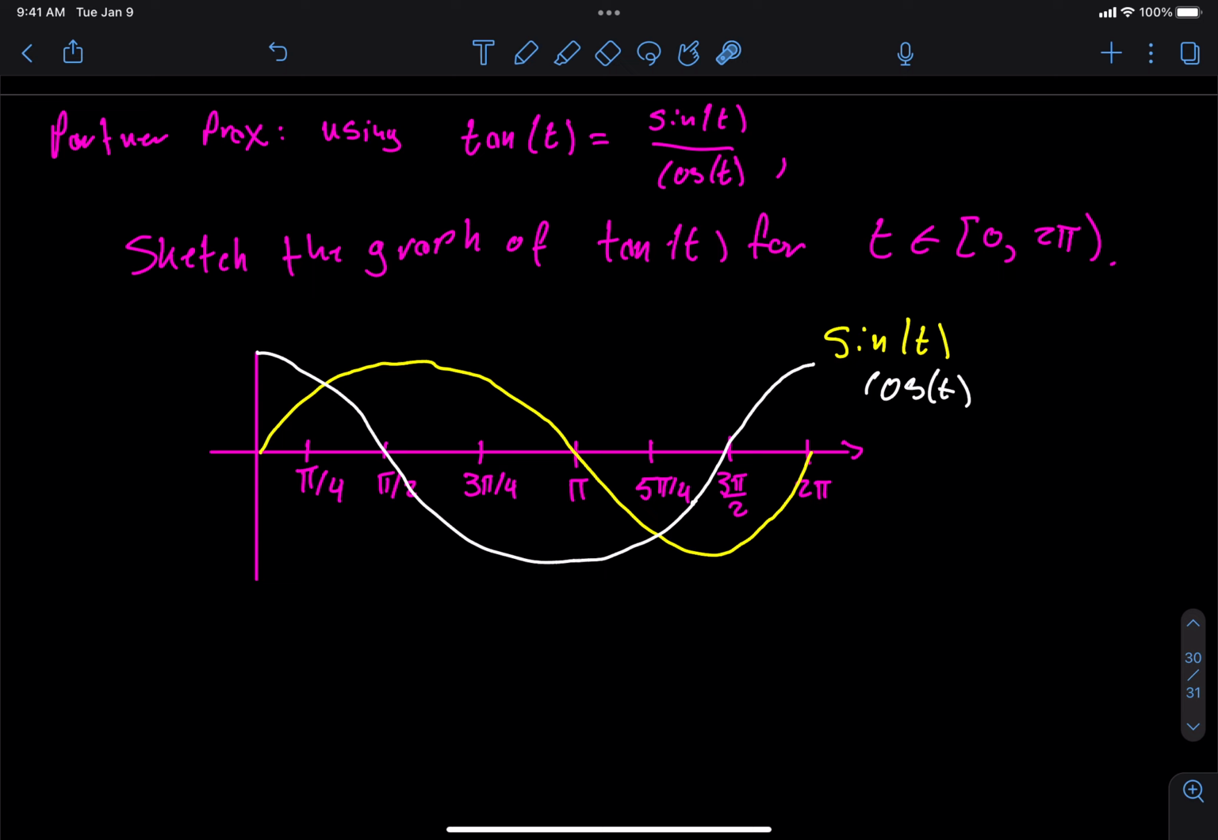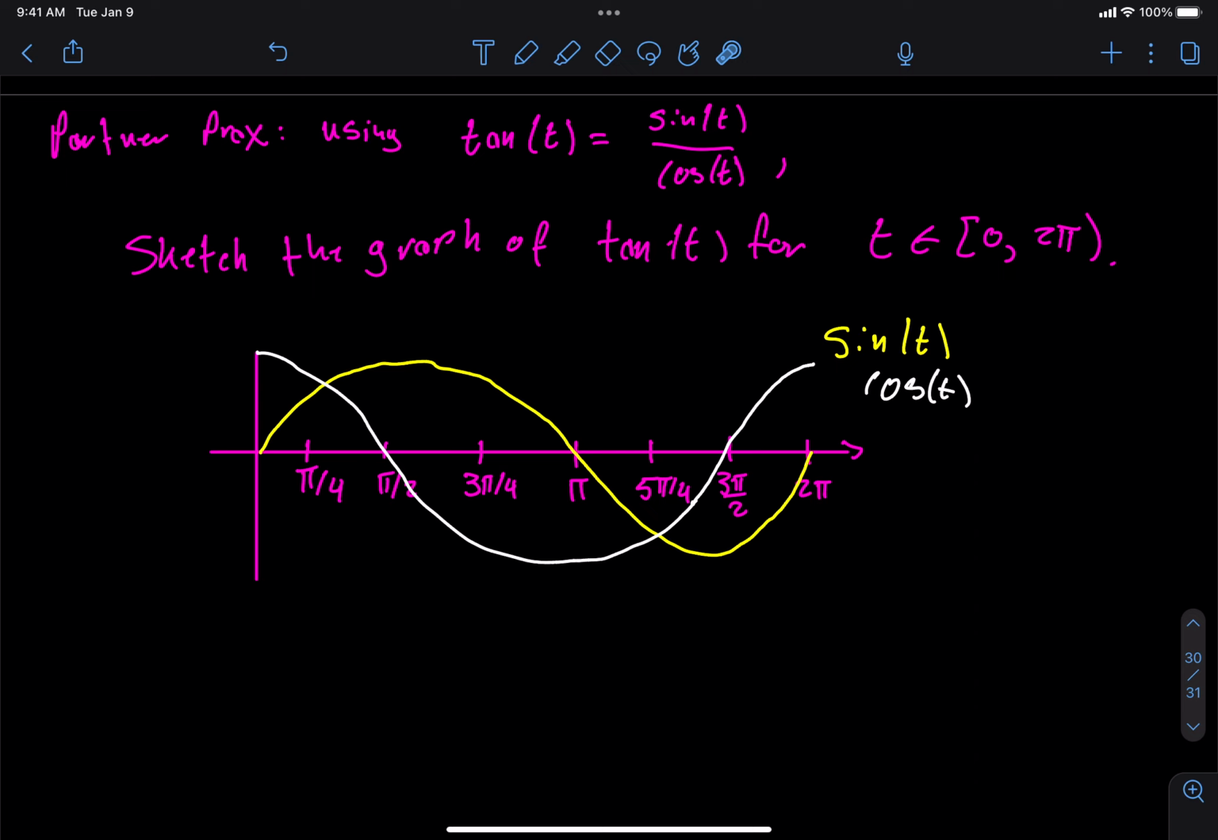Okay, now let's do the next one. Pi over 4 looks like this, and the coordinates at this point are √2 over 2 and √2 over 2. So if I'm doing tangent, what am I supposed to do? I'm supposed to take the y coordinate, which is √2 over 2, and divide it by the x coordinate, which is also √2 over 2. What do I get? 1. So what's the height of the function? 1.